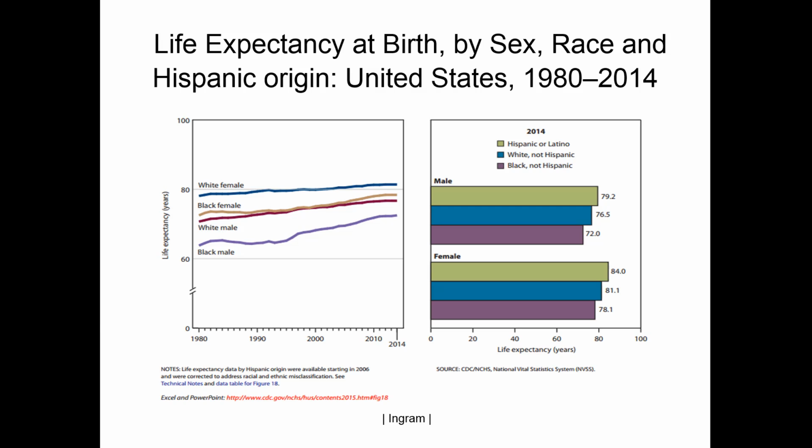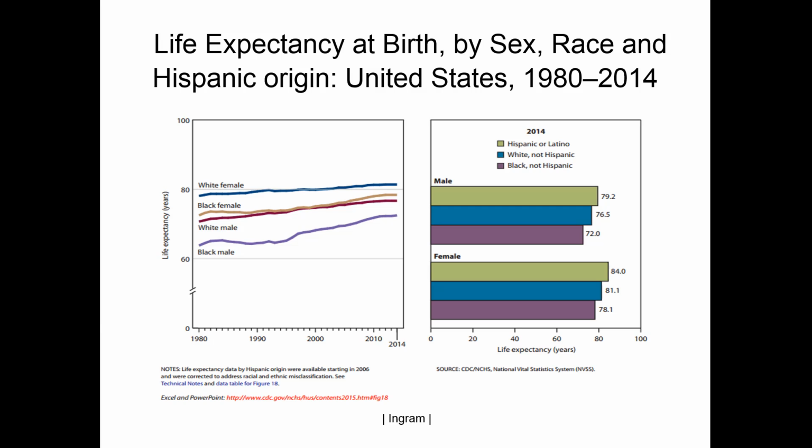What do you see? Do you see similarities across race ethnicity? And what about differences? If we look at the graph on the left, we see that the life expectancy for Black and white males and females has steadily increased over the years.